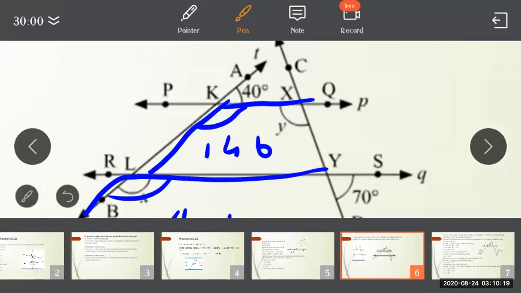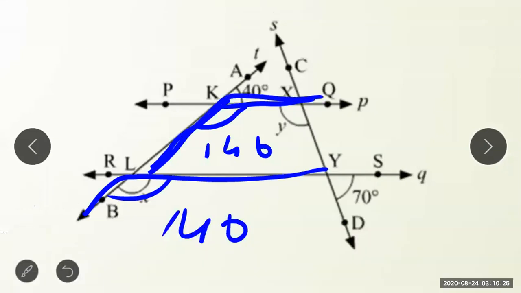Here we first found this angle, then after finding it we solved this, because this is 140 degrees. This is the corresponding angle. What is the corresponding angle of this one? This one will be the corresponding, so this angle will also be 140 degrees. And that is our x. So we found the value of x. Is it clear? The value of x is equal to 140 degrees.